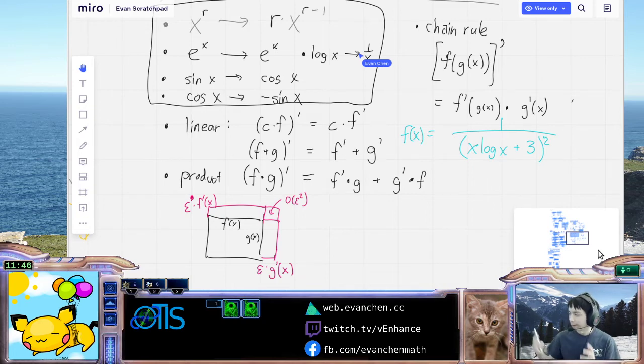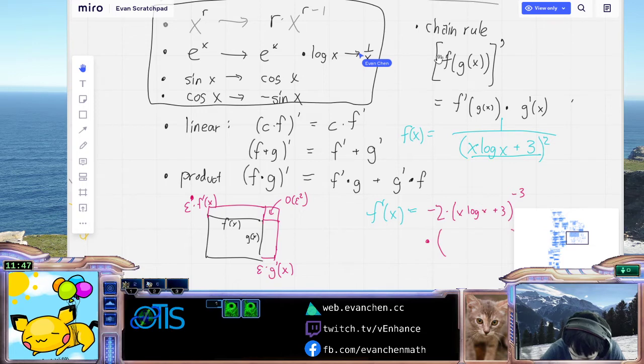Well, basically, you just follow the recipe and it'll just work. So first what happens is it's a composition of 1 over x squared and this thing inside. So what's the thing inside? Well, what's the derivative of 1 over x squared? By this base rule, it's like minus 2 times thing to the minus 3. So the first thing I do is I write minus 2 times x log x plus 3. I don't change this inside for now, to the minus 3. And then I have to differentiate x log x plus 3, whatever the derivative of this thing is.